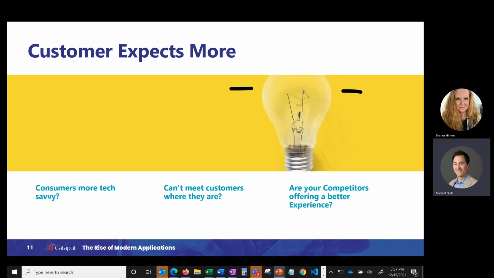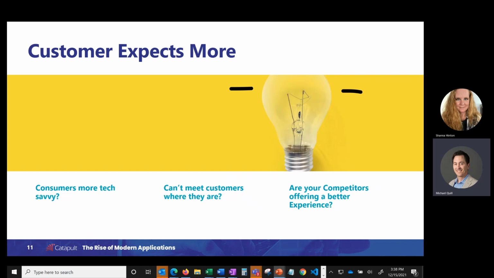Kind of the fourth reason to modernize we're seeing come up more and more is that customers have evolved, right? Customers are expecting more from the business today, whether that's an internal customer or your external customers. We've got customers and consumers who are certainly more tech savvy than businesses have been aware of recently. People who want to communicate via mobile or text or bot interactions with your company, right?